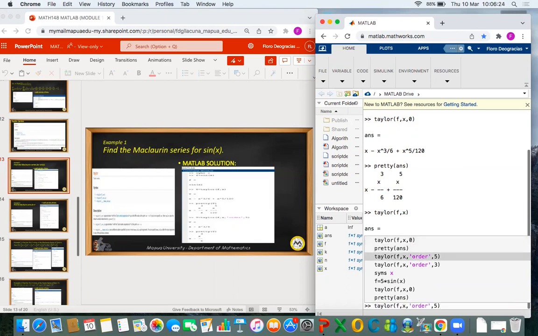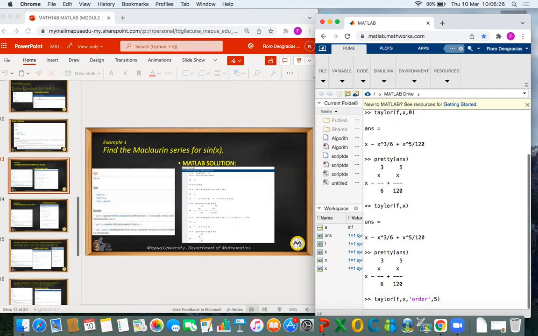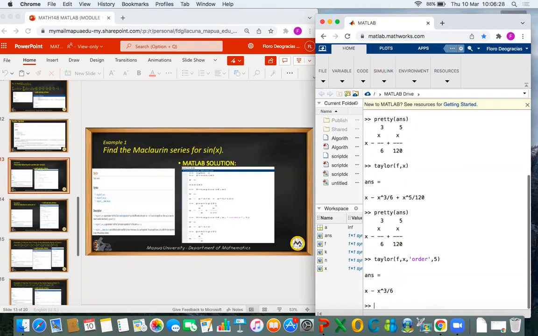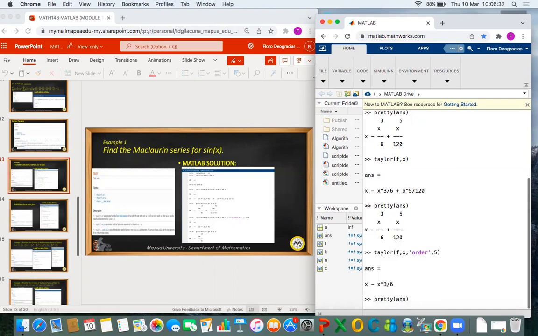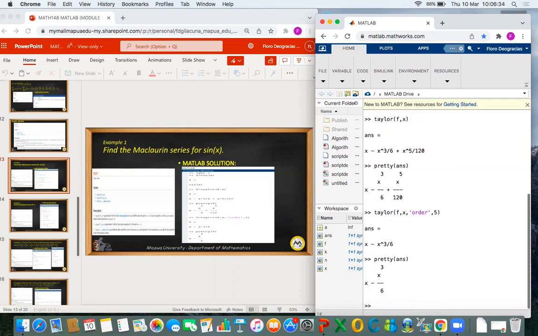Okay, so I want to have fifth order. That's the answer. Y class. Because manually, when we compute derivatives, we start with f, right? F equals sine x. So that's your first order. Then the first derivative will now be second order.